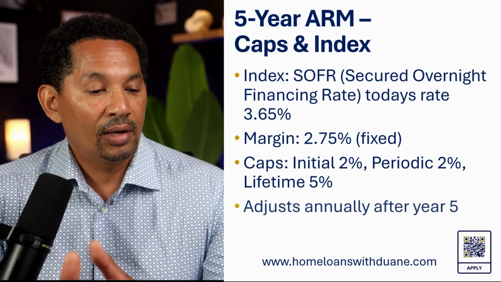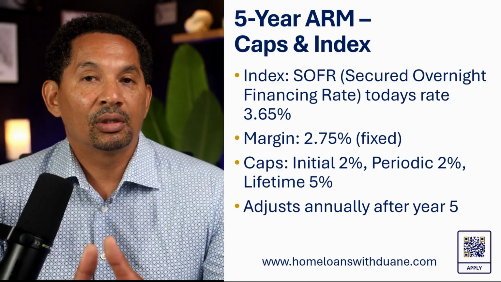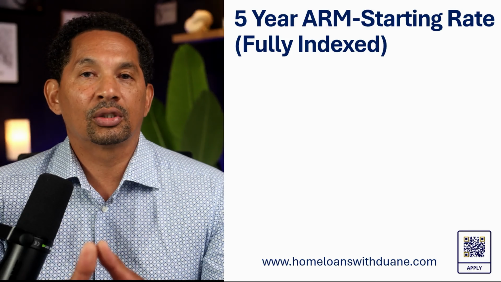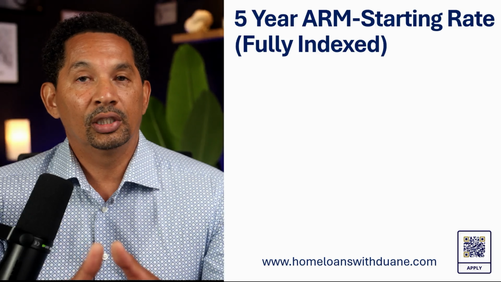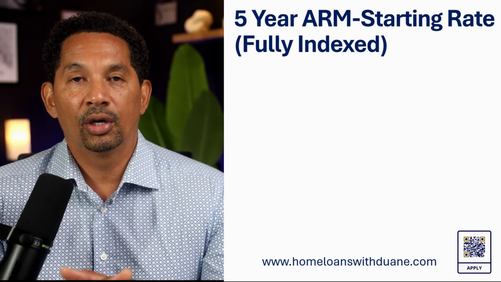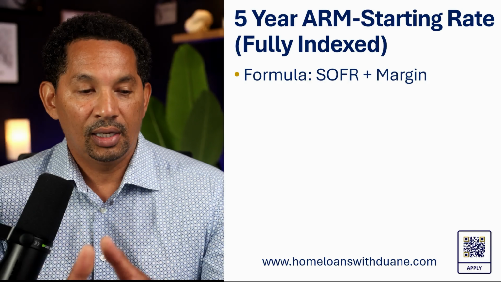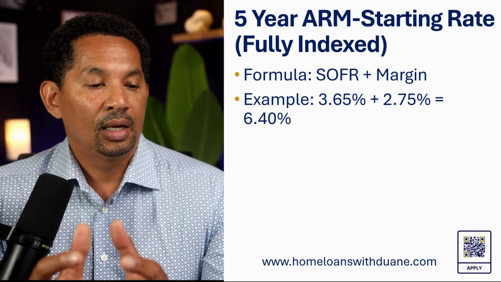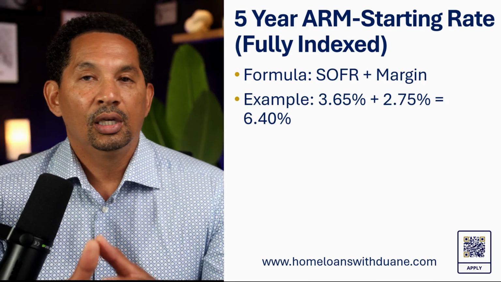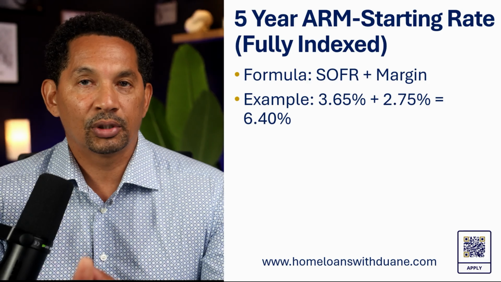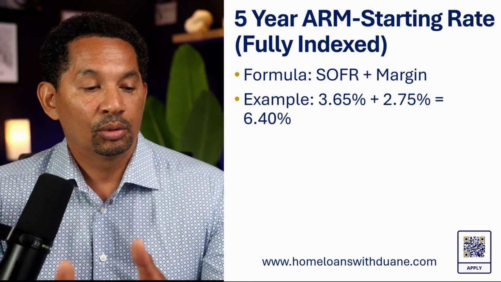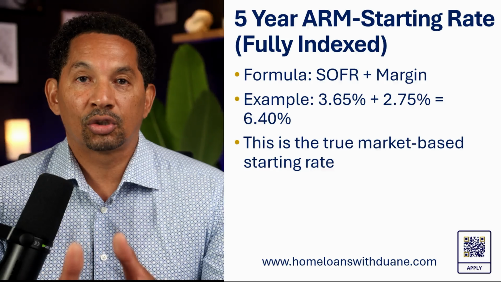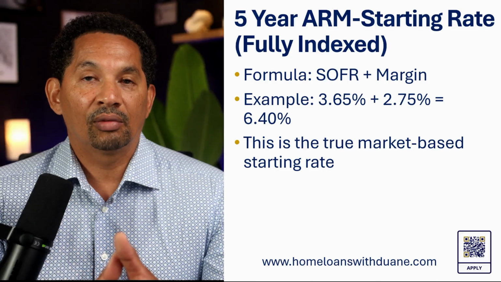Now, this is a 5-year ARM. So that means after the 5 years, you will see some adjustments. The 5-year ARM starting rate. So this is called the fully indexed rate. And this is what your interest rate is going to be the day you take ownership of the home. So the formula used here is the SOFR plus the margin. So for example, when I pulled this, the SOFR was 3.65%, and we're just using a margin of 2.75% set by the lender, and that equals 6.4%. Now, this is called the true market-based starting rate. Your rate will be this rate for the next 5 years.